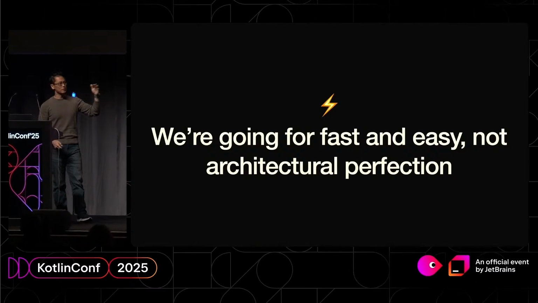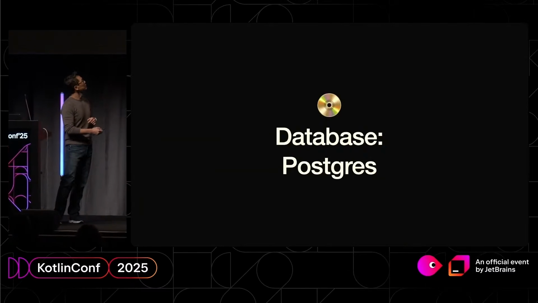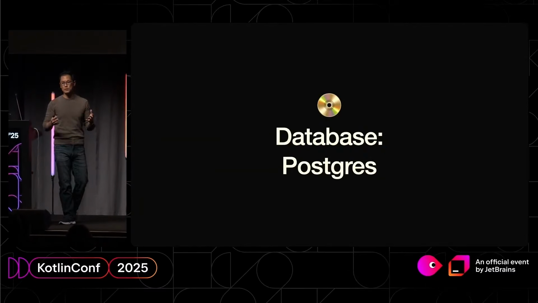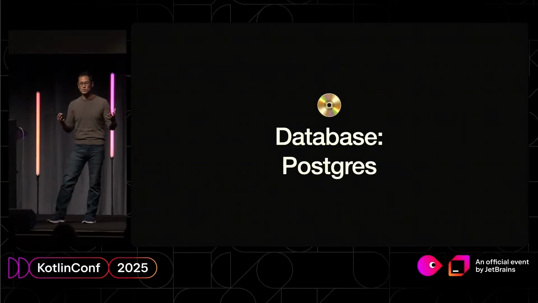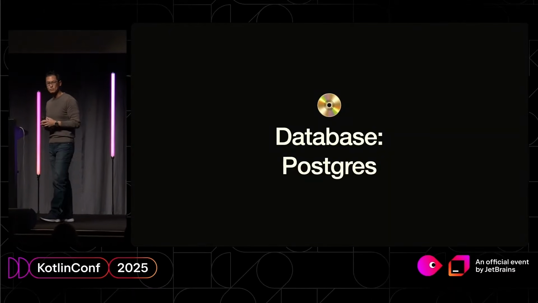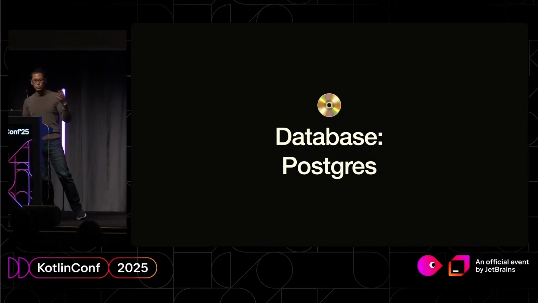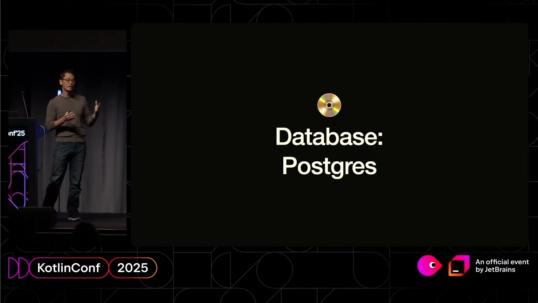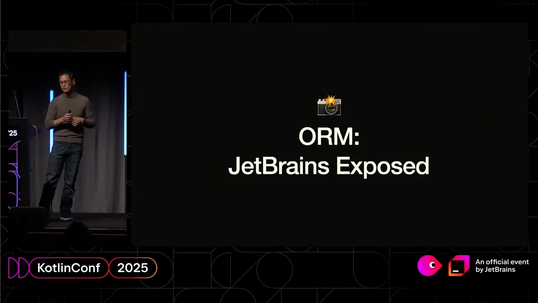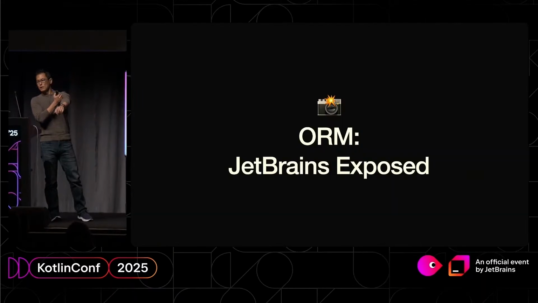OK, so let's talk about the tools we're going to use, the parts of the framework. For the database, we're just going to use Postgres. I'm not going to go into all the reasons why. Basically, it's easy and fast and a pretty standard database. You can use any database you want, MySQL, H2, SQLite, whatever, as long as it is supported by our ORM, which is going to be JetBrains Exposed.